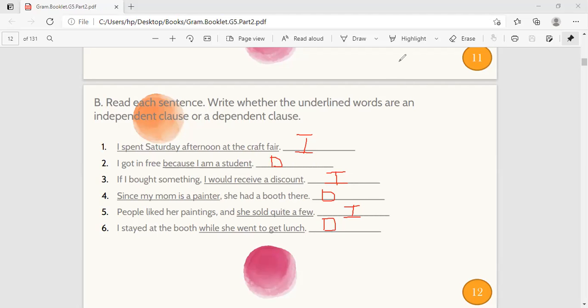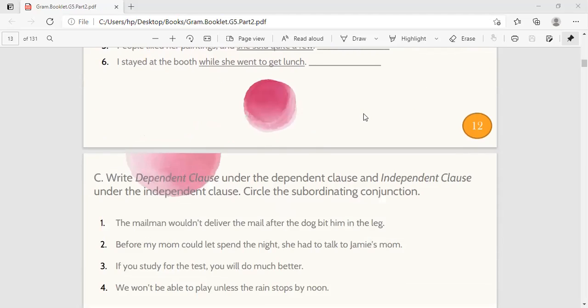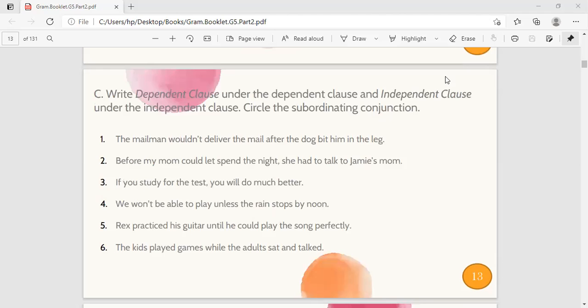Yalla. Let's move to exercise C, page 13. Guys, all of these questions are found in the booklet. Okay, Mahdi. Come on, Mahdi. Yalla, read the exercise, read the question to start solving. Write the dependent clause under the dependent clause and the independent clause under the independent clause. Circle the subordinating conjunction.